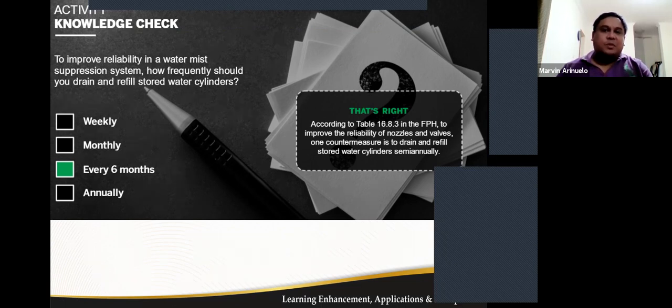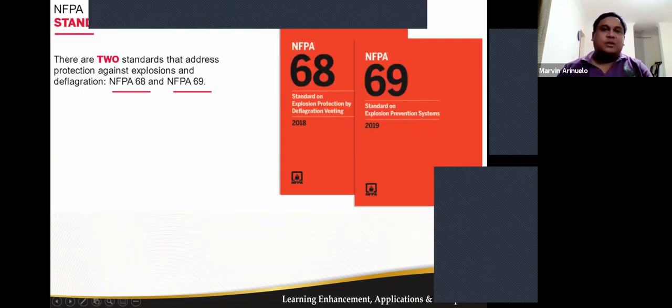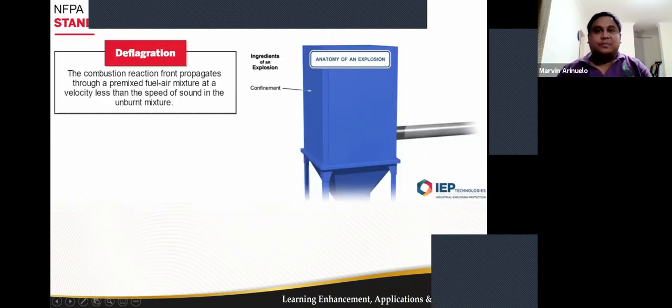Let us discuss the explosion prevention and protection. There are 2 standards that address the protection. Obviously, for explosion and deflagration, there is NFPA 68, standard on explosion protection by deflagration venting, and NFPA 69 on explosion prevention systems.